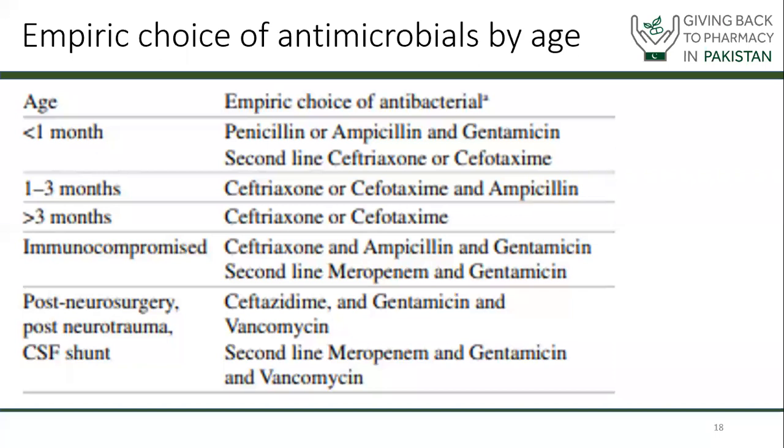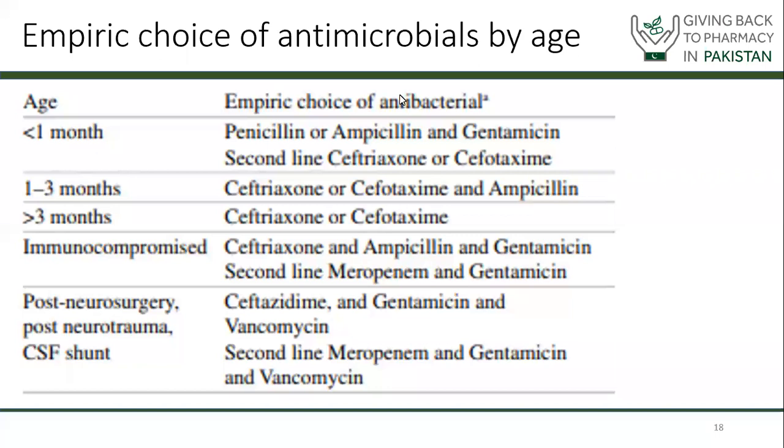And in 1 to 3 months, ceftriaxone along with ampicillin, or cefotaxime. Cefotaxime is usually less recommended, and ceftriaxone is recommended more, because ceftriaxone can cross the blood-brain barrier more quickly and has a higher concentration in the brain as compared to cefotaxime. And in patients greater than 3 months, ceftriaxone or cefotaxime, both are recommended.